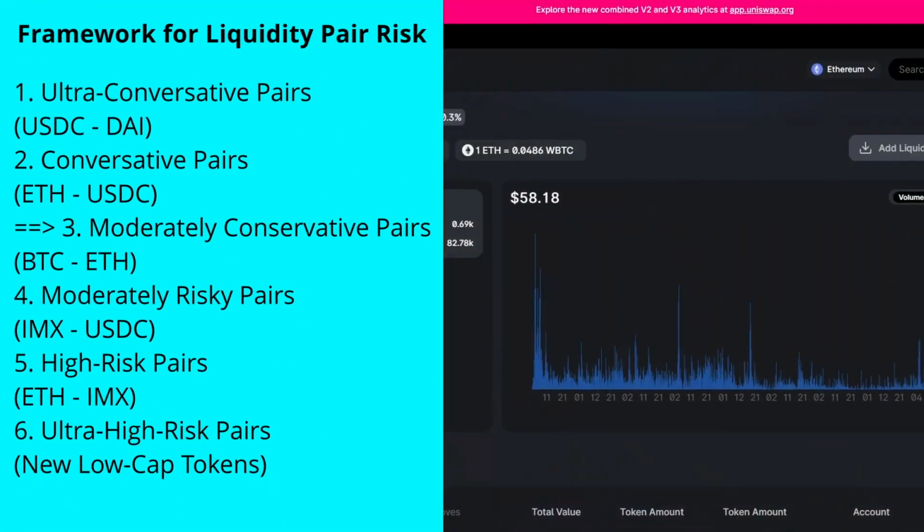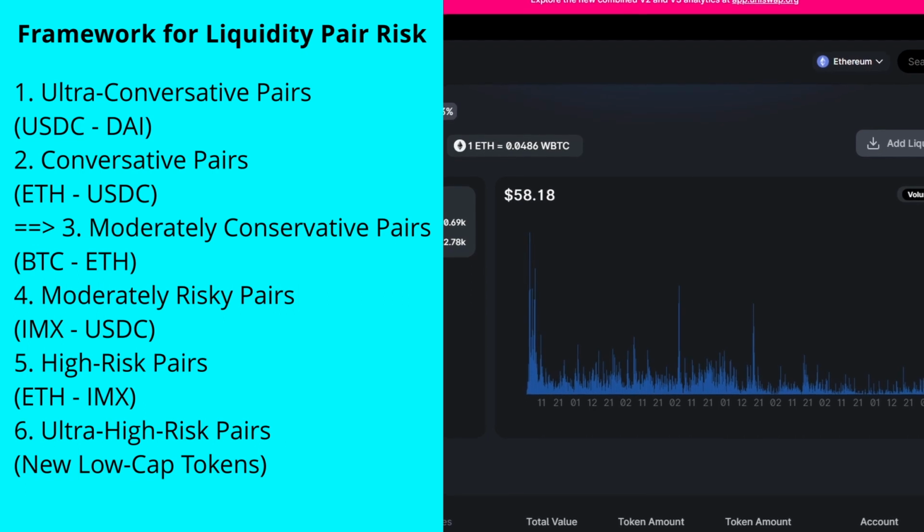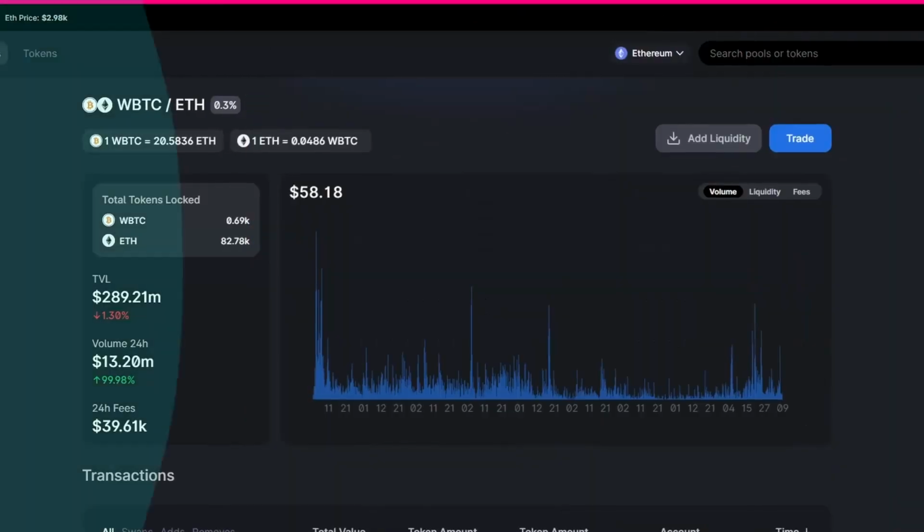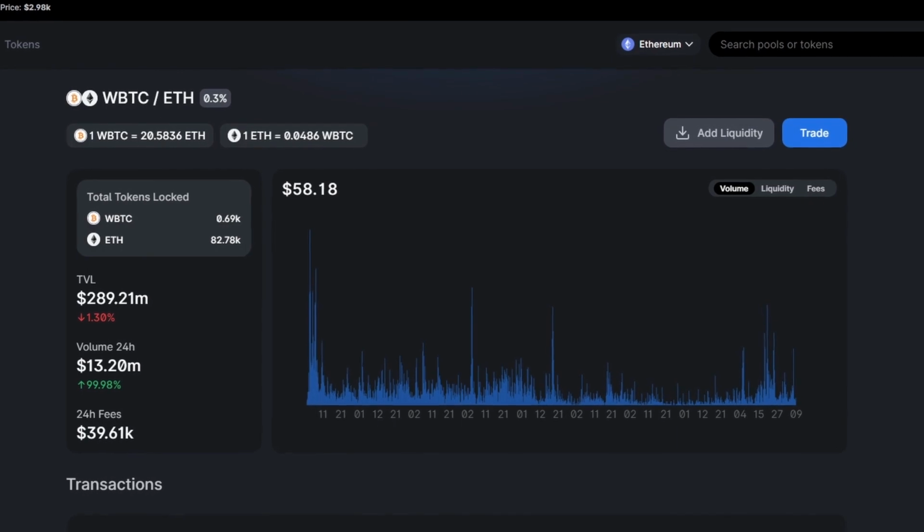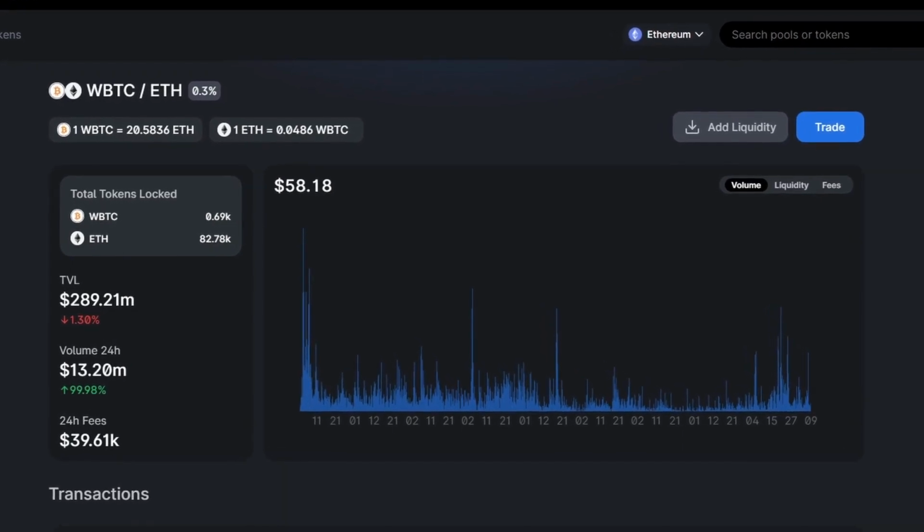This brings us to moderately conservative pairs. So think BTC and ETH, lower risk level than moderate. This pairs major cryptocurrencies, which are less volatile than most altcoins, but more volatile than stable coins, with a large cap crypto combination. These market movements tend to be more correlated, so they tend to move with each other, reducing the extreme potential of impermanent loss. This is going to be suitable for people who want a balance between stability, but have potential for higher returns, without the high volatility of these lower cap altcoins that we're going to be getting into.